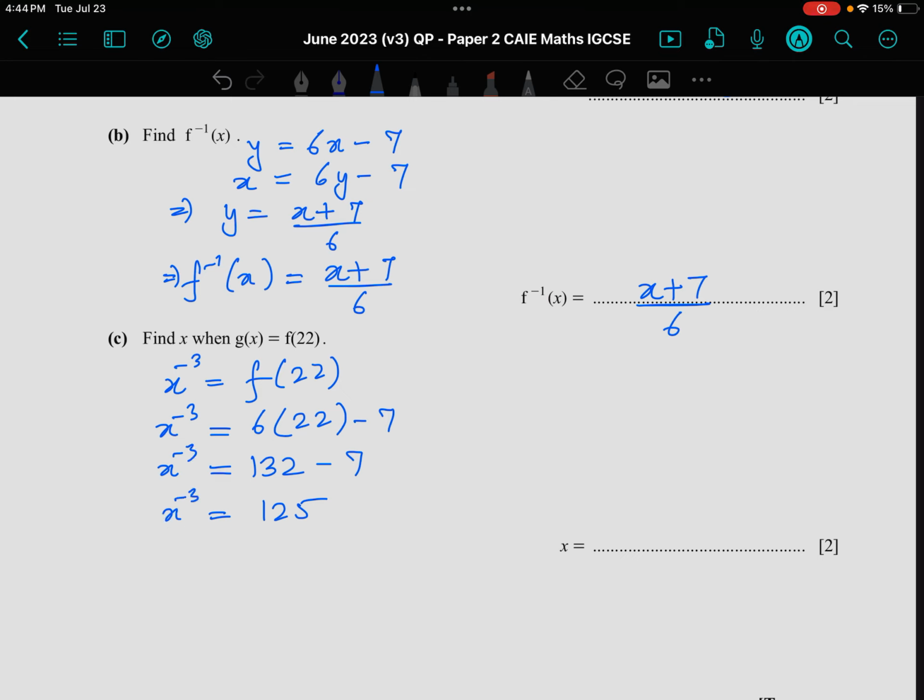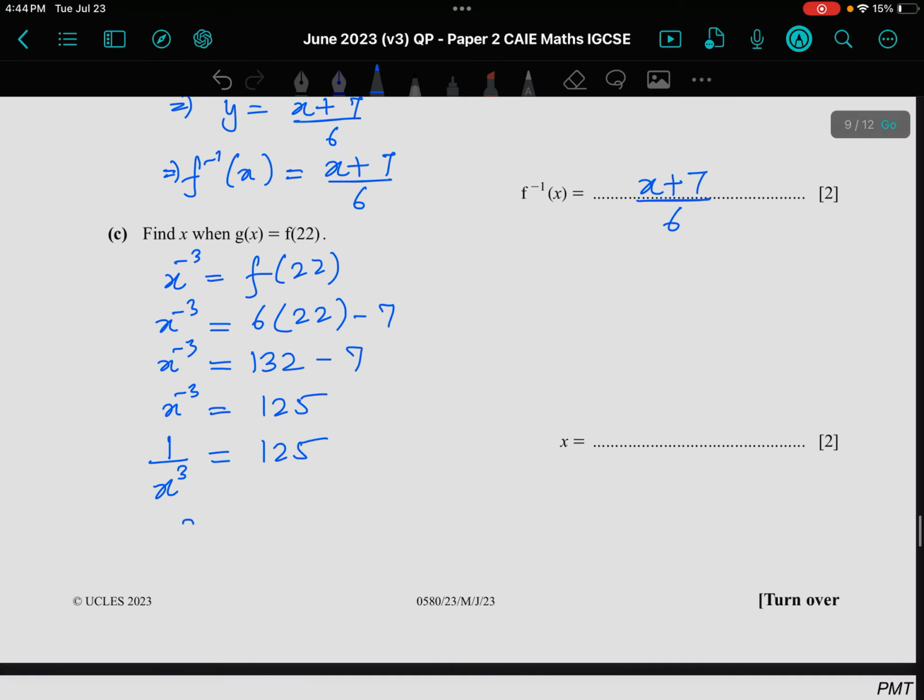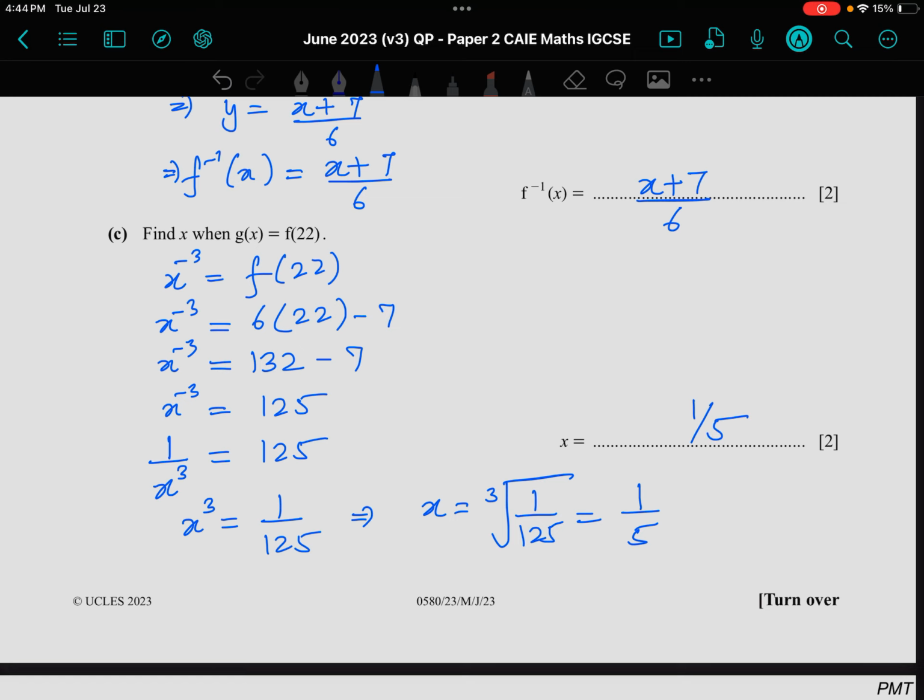To make x to the power of minus 3 positive, I will take the reciprocal of this. Then it will become 1 upon x to the power of 3, which is equal to 125. That means x to the power of 3 is 1 over 125. It means x is equal to cube root of 1 over 125, which is 1 upon 5. Answer.